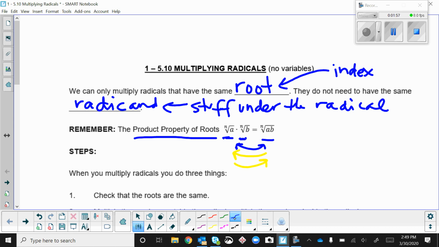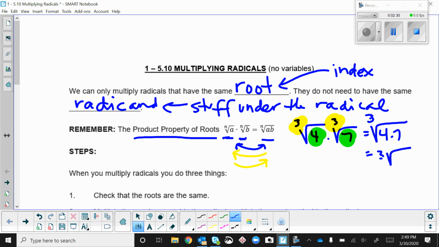An example of 2 radicals that you actually can multiply would be the cube root of 4 times the cube root of 7. So their roots or indices are the same, but the stuff inside does not have to be the same. If you were to multiply that, inside the radicand would be 4 times 7, or the cube root of 28, and then you would try to simplify that radical if you could. That's our goal for the day.